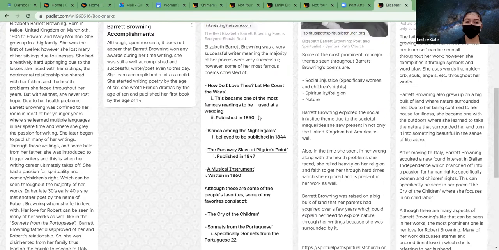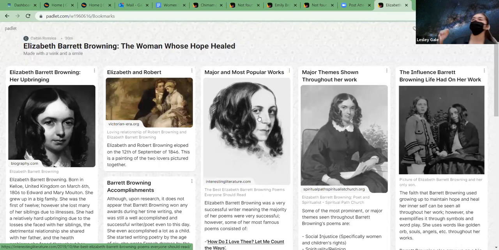Right next to the picture on the far left side, that's her and Robert Browning. They got married September 12th, the day before my birthday, so that's cool.